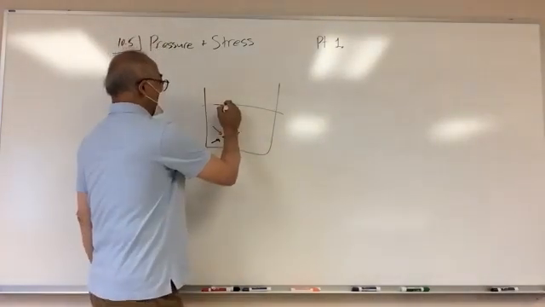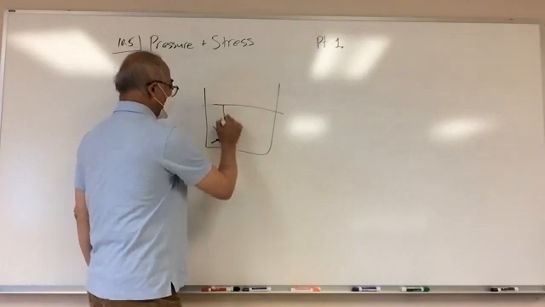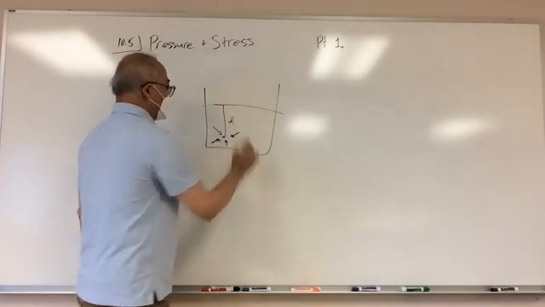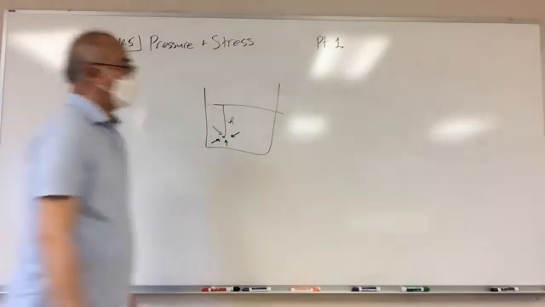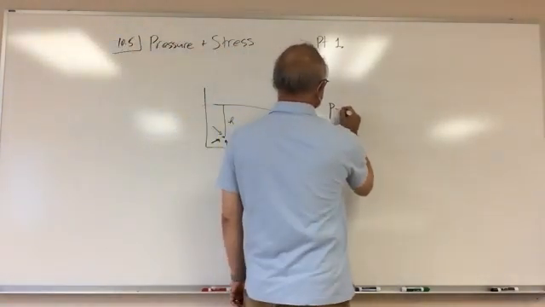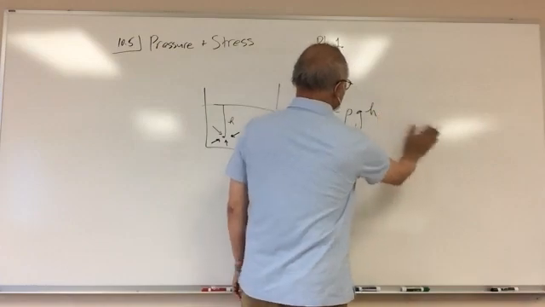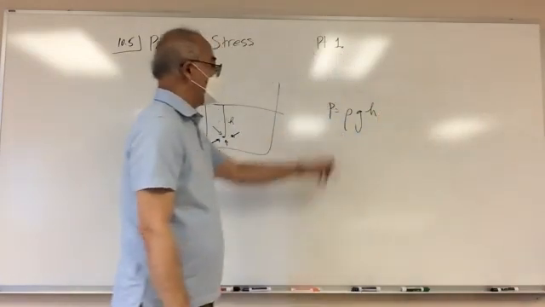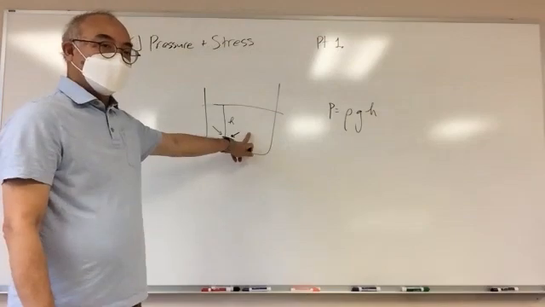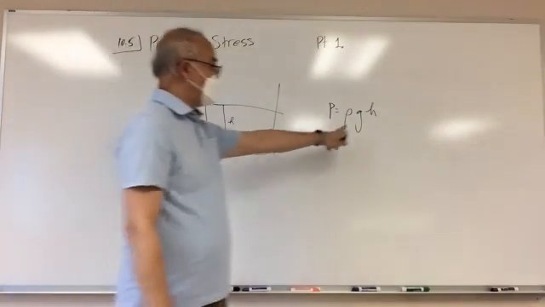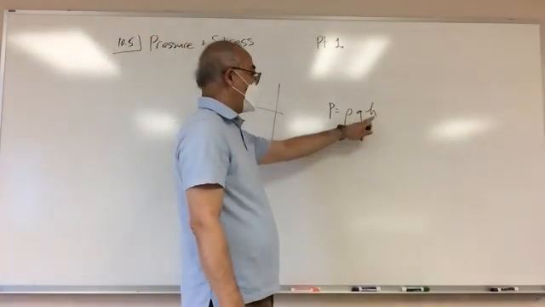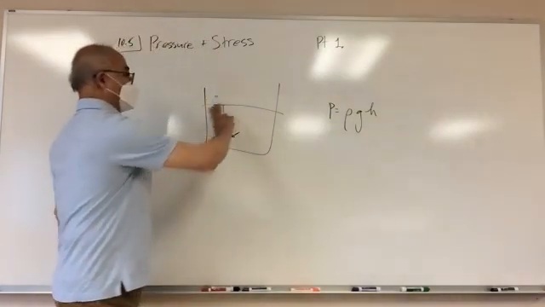The pressure is calculated if this is H. The pressure at that point is going to be equal to rho g h, where rho is the density of the liquid, g is the gravitational constant, and h is the depth, right?